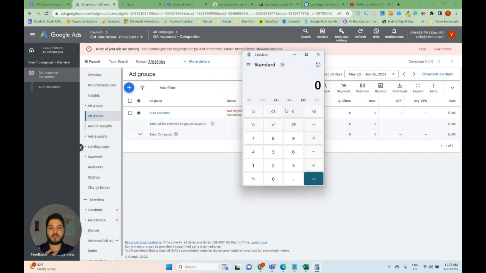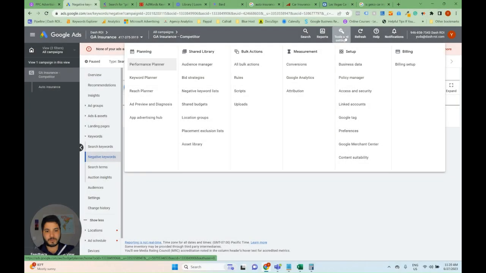Take that and you would multiply it by your sale rate. So 500 times sale rate, 20%. This would be your cost per acquisition and audience. Now you can tell your developer to do that, or you could do that by yourself.